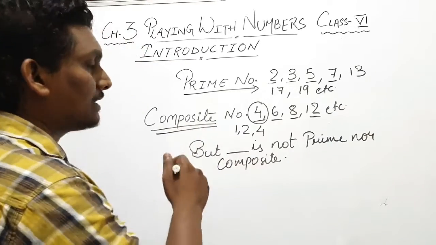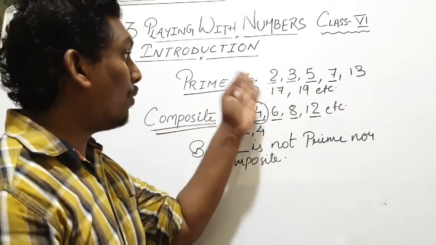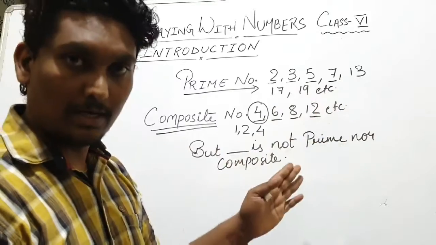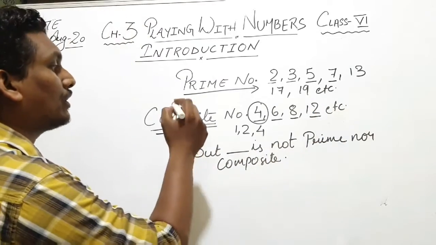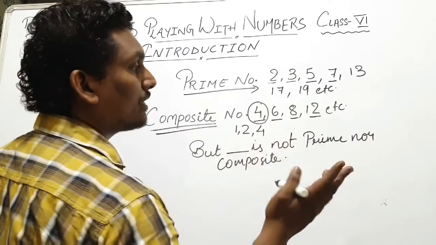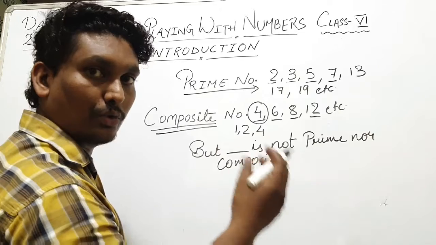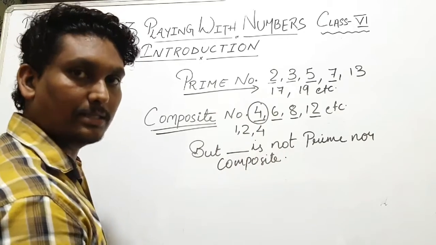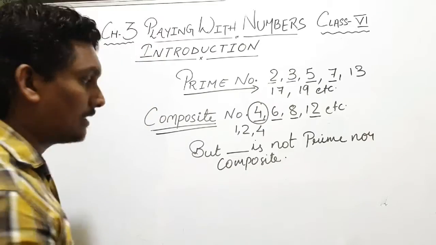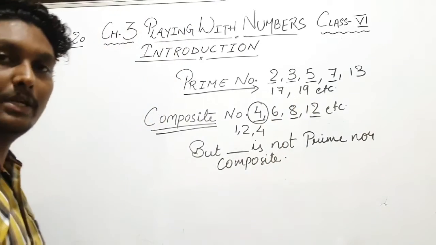Okay, so prime numbers are those numbers which have 1 and the number itself as factors. For example, 2, 3, 5, 7, 13, right? Same way, when we are talking about composite numbers, the numbers having more than 2 factors. Suppose I have taken this 6. 6 comes in the table of 1, 2, 3 and the number itself, that is 6. Same way, 8 and 12 are coming in different tables. They have more than 2 factors.